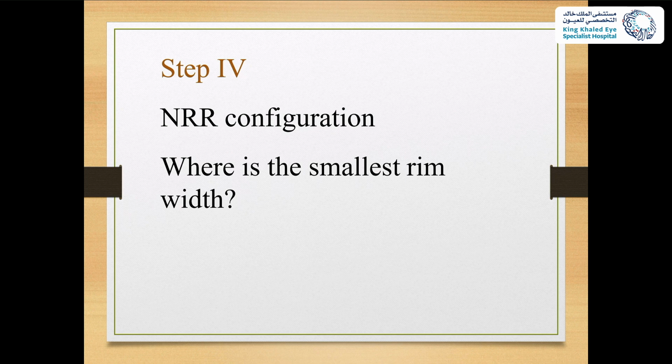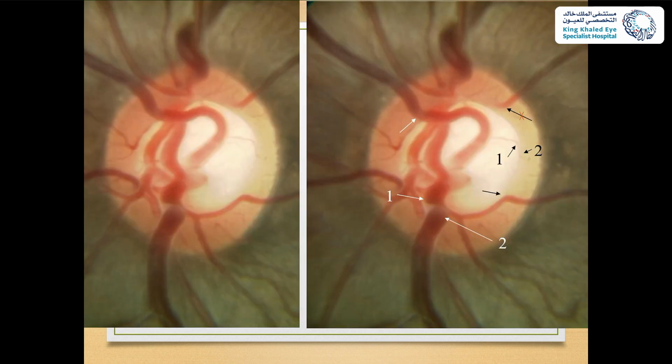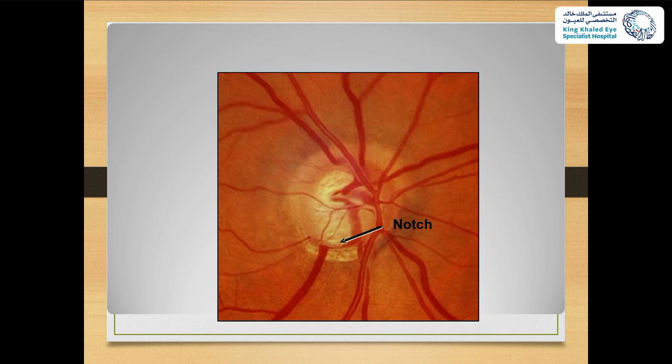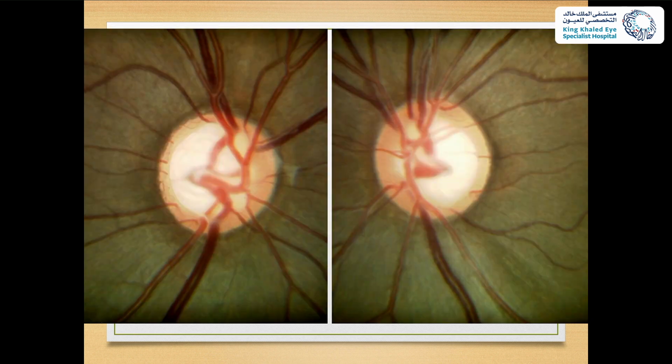Step 4, we check the neuroretinal rim configuration. Where is the smallest rim width? For example, here we check for the changes which are happening. There is some notching in the superior rim here. Localized rim thinning or notching, as shown in this photo. There is superior notching. Another photo showing an inferior notch. This is another example of advanced notching, advanced cupping.